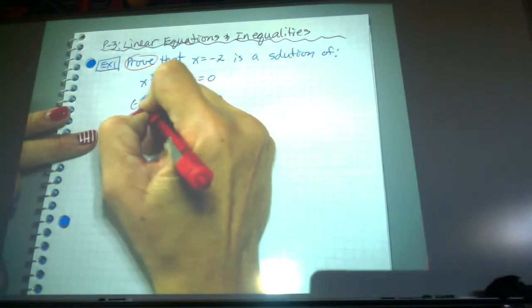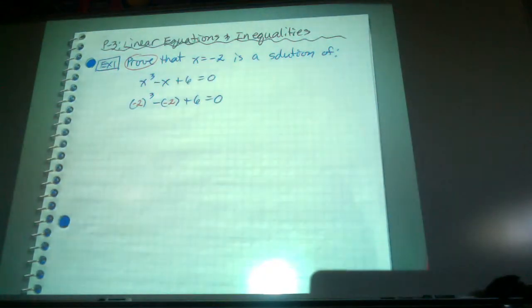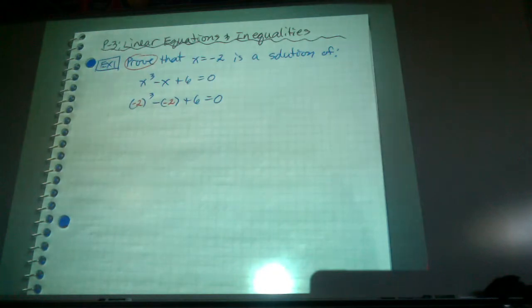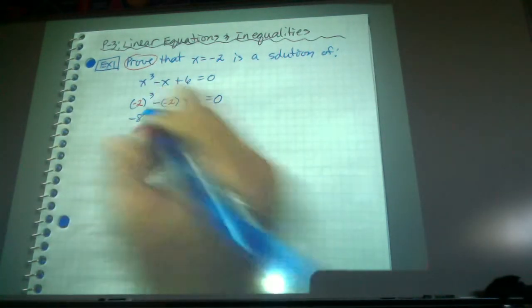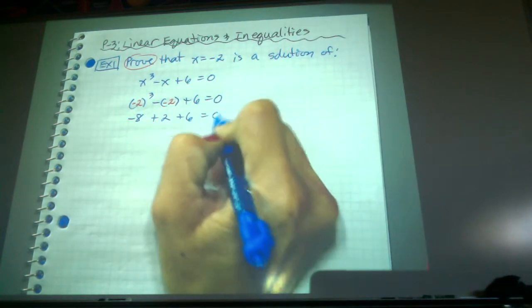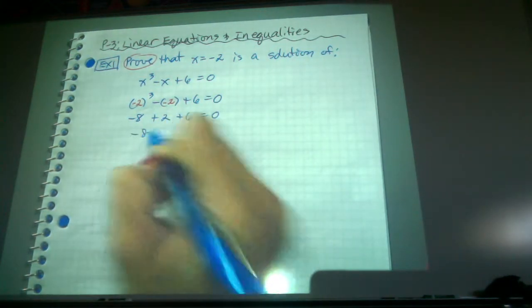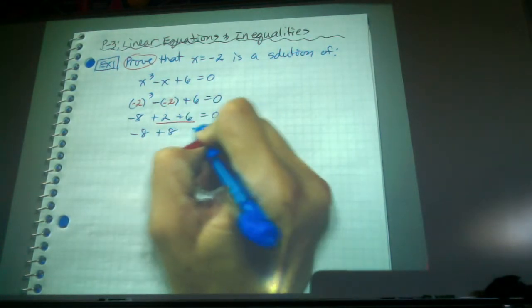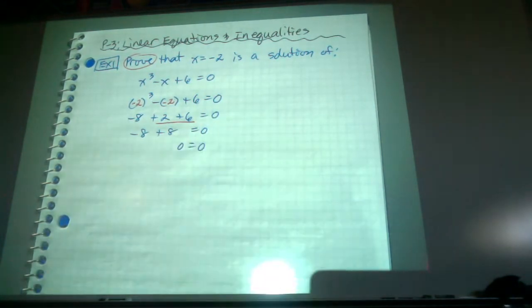Alright, so we're just going to plug negative 2 in for every x value. Use substitution parentheses. Pay attention to signs, especially here, because it's a minus minus. So negative 2 cubed is a negative 8. Plus 2, take care of your double negatives. And so this is negative 8. These two add to give me positive 8. And so doesn't 0 equal 0?